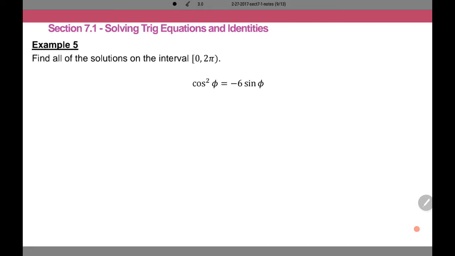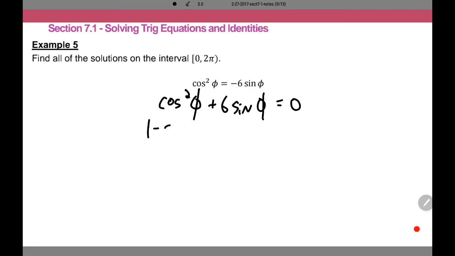Now, again, similar idea. I've got cosine squared of phi equals -6 sine of phi. So in order to do this, first thing I'm going to do, I'm going to go ahead and get everything on one side of the equal sign. I'm going to add 6 sine of phi. That equals 0.